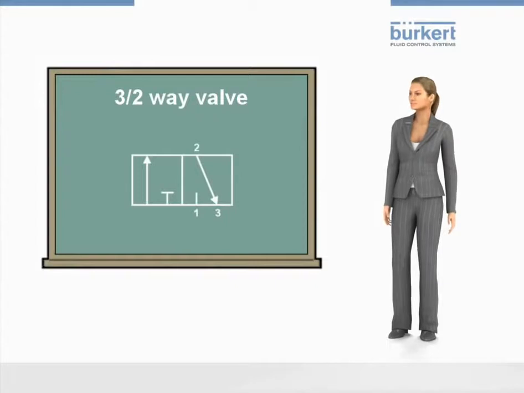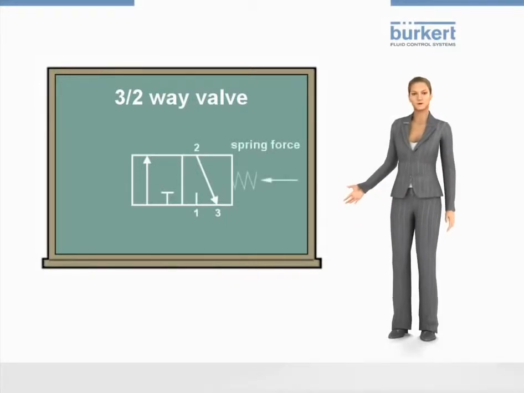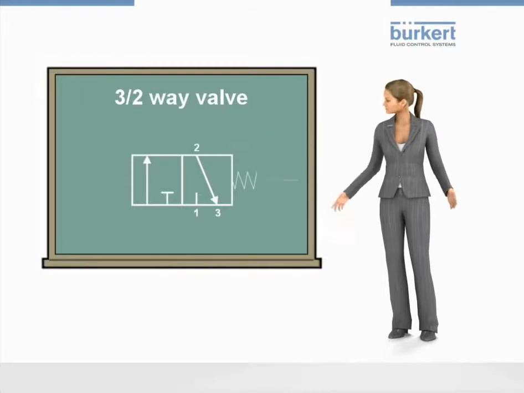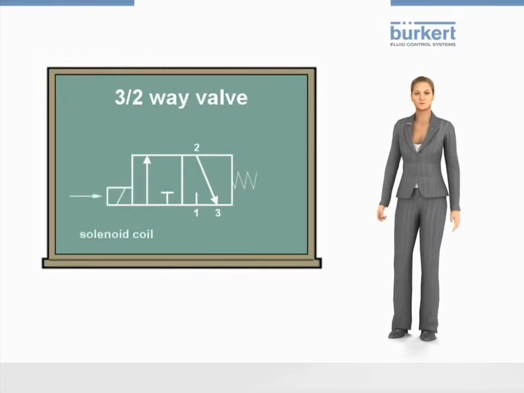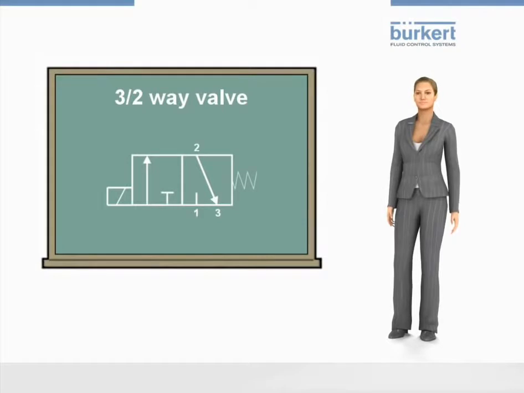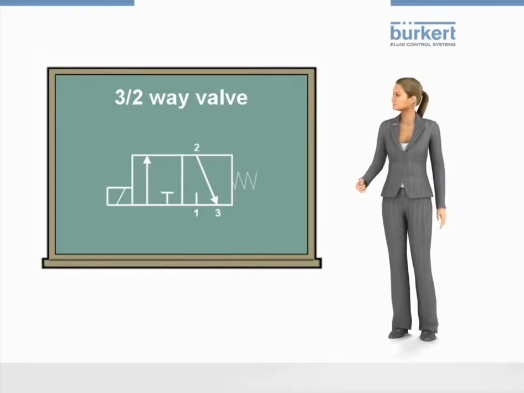Actuation is also very important for valves. This valve has a return spring to keep it in a defined position when it is de-energized. In this state, the flow is blocked. On the left side of the valve, we can see the symbol for a solenoid coil. When it is energized, the valve is pushed to the right. The left switching position is now active, and ports 1 and 2 are connected.